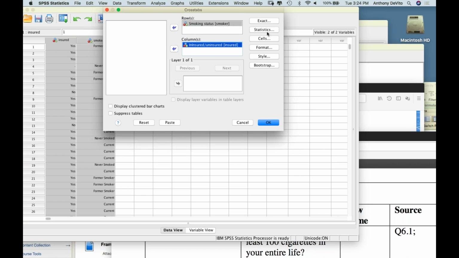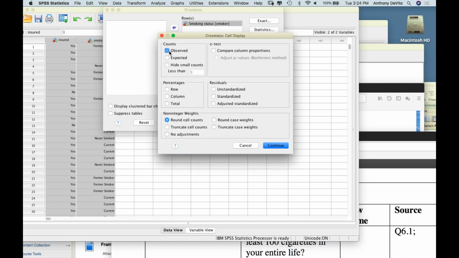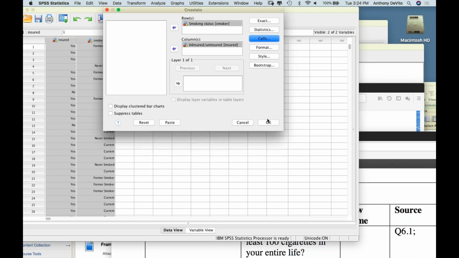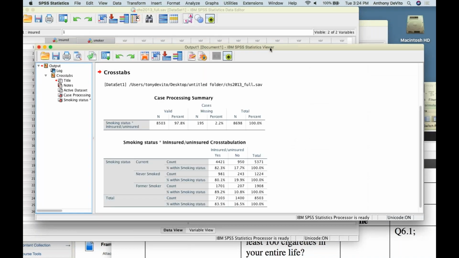So I'm going to go in here. I'm going to go into cells, and it's going to give me the observed values. It's actually just going to organize it into tables. I'm going to ask it for percentages by rows. I'm going to click OK. See what comes up. So here's our table.